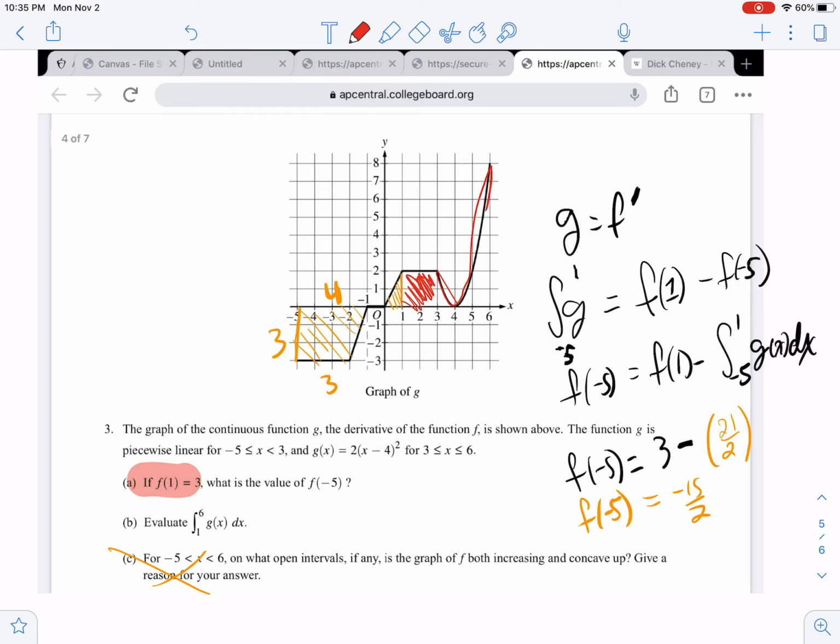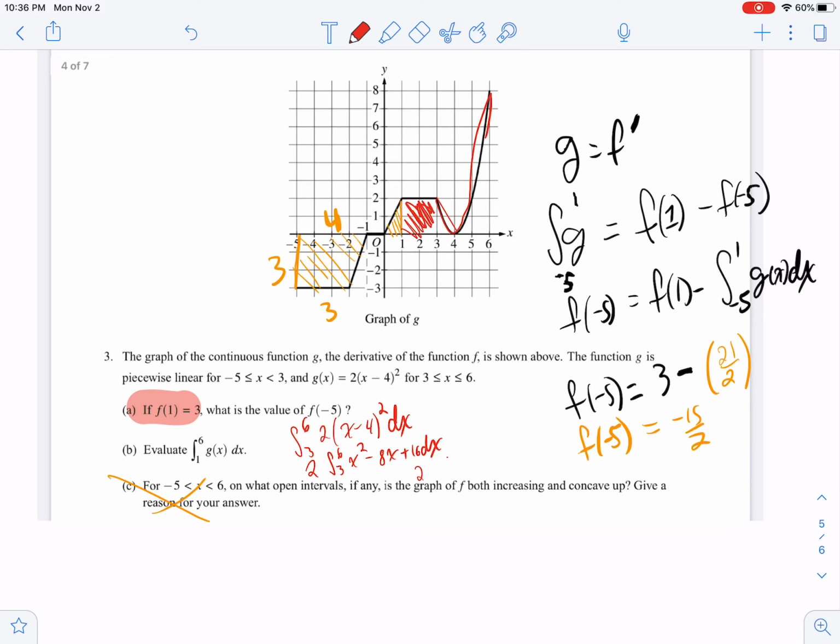So to get that, again, I integrate. I want the integral from 3 to 6 of 2 times (x minus 4) squared dx. We can calculate this in a few different ways. We can do a u substitution, or we can just multiply this whole thing out, which I think I'll do. So this is 2 times the integral from 3 to 6 of x squared minus 8x plus 16 dx, which gives us 2 times (x cubed over 3 minus 8x squared over 2 plus 16x) from 3 to 6.